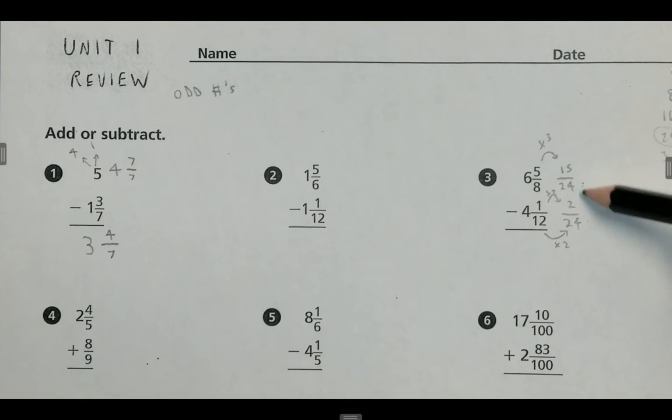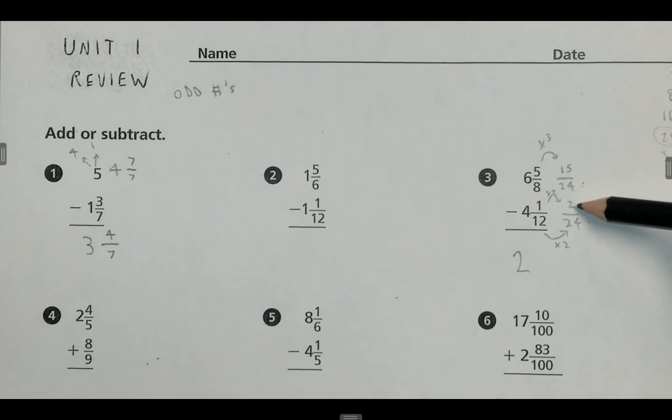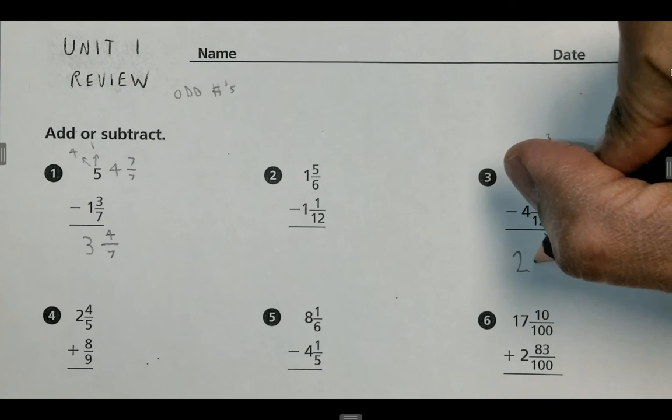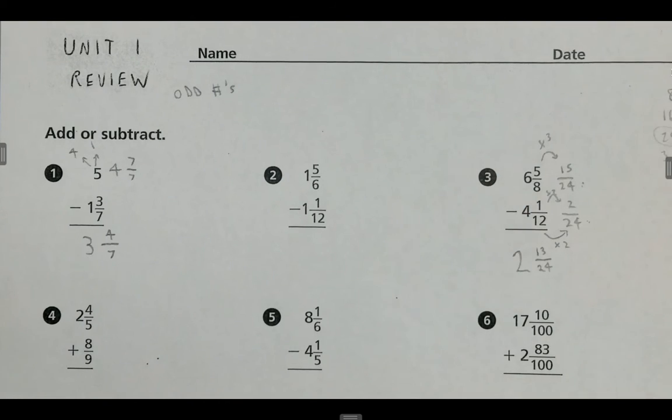Now the denominators match. This numerator is greater than this numerator, so it is set up for subtraction. Let's do our whole numbers first. 6 minus 4, of course, is 2. 15 over 24 minus 2 over 24 leaves us with 13 over 24.